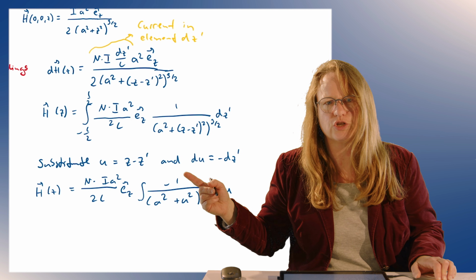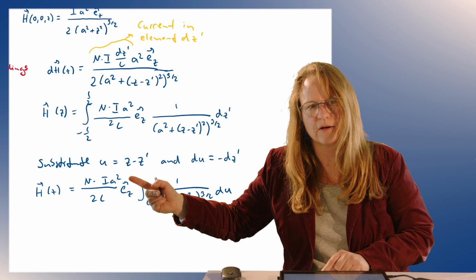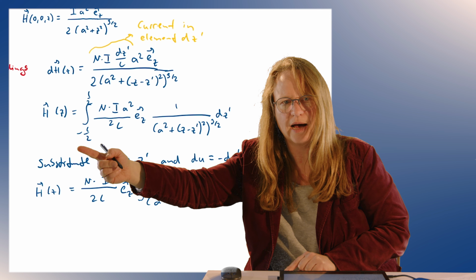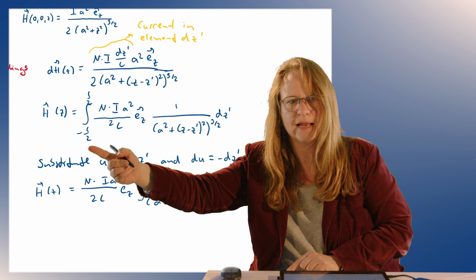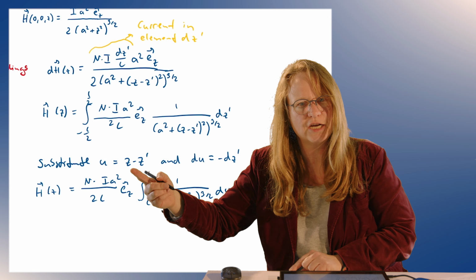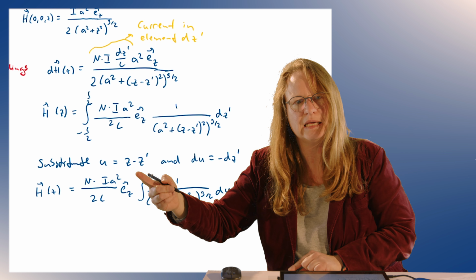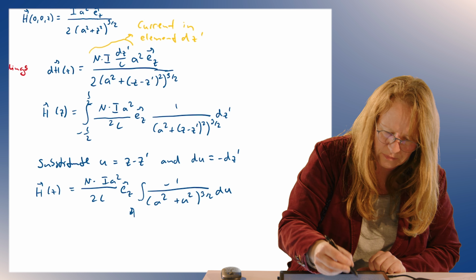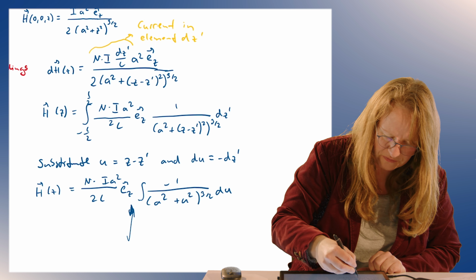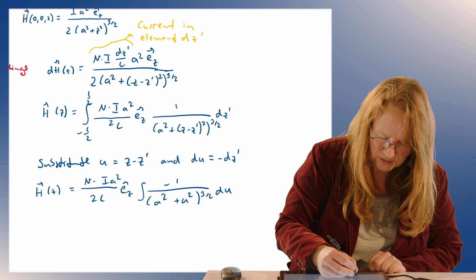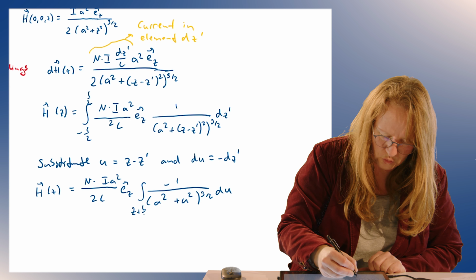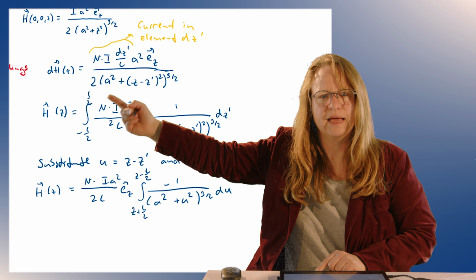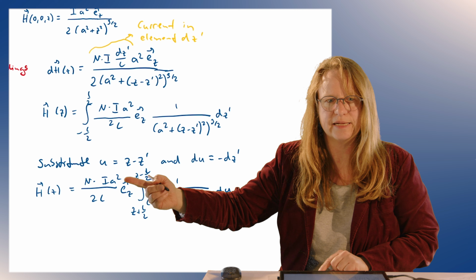And then for the integration boundaries, we have to take also the substitution here. So if we are integrating from minus L half, if we put in minus L half for dz dash here, we see we have z plus L half. So we integrate now from z plus L over 2 to z minus L over 2. If we put in L half, we have z minus L over 2 here.